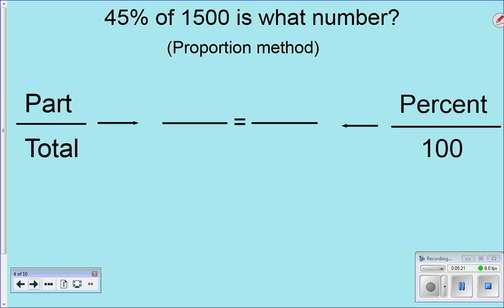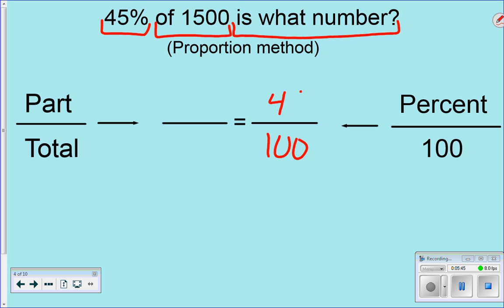The first thing I'm going to do is decode this sentence. What are some things I know in there? Well, 45% of is, you see that? The first thing I'm going to do is put 100 on the bottom. Now, somebody tell me what is another thing that I can fill in with what I've read up here. Maddie. 45, because that's percent.